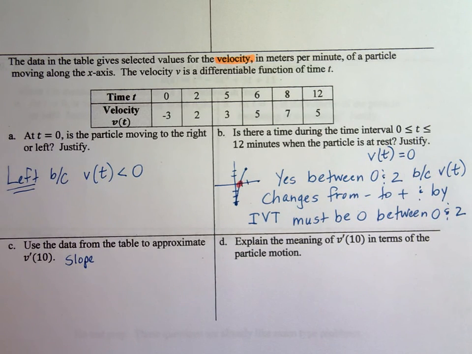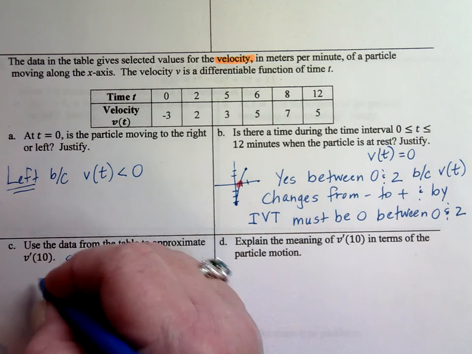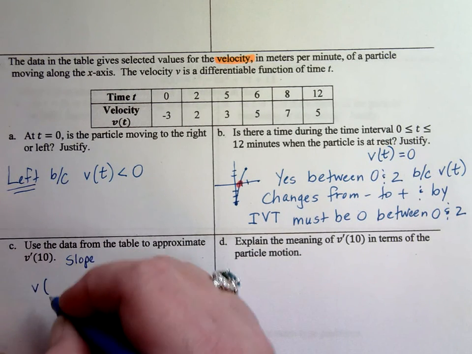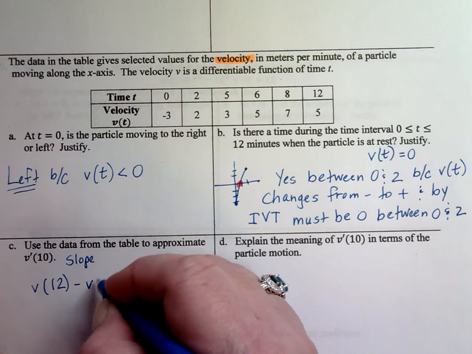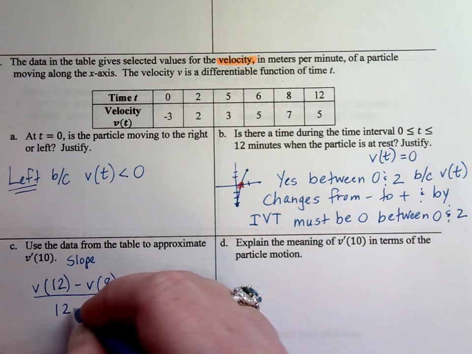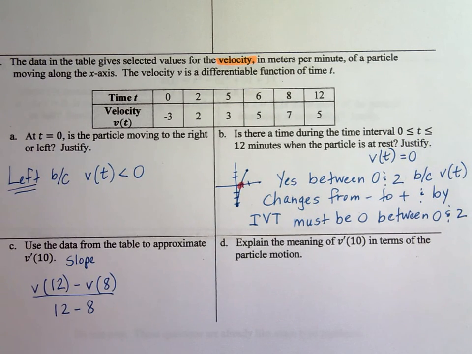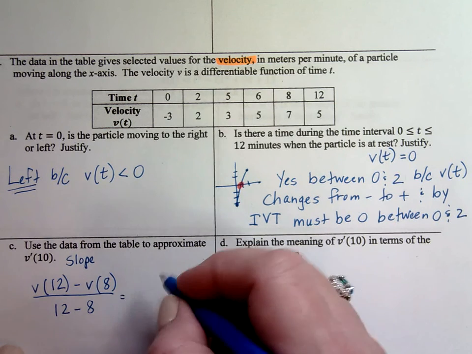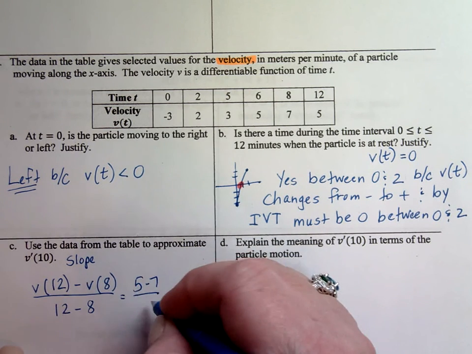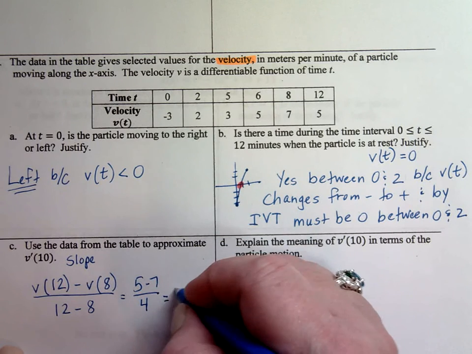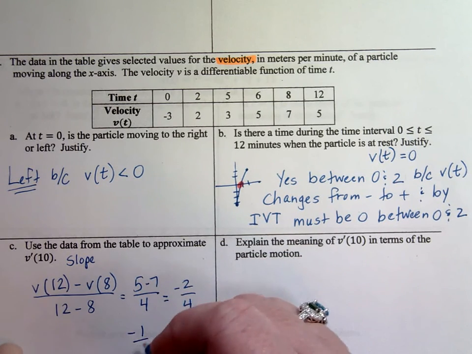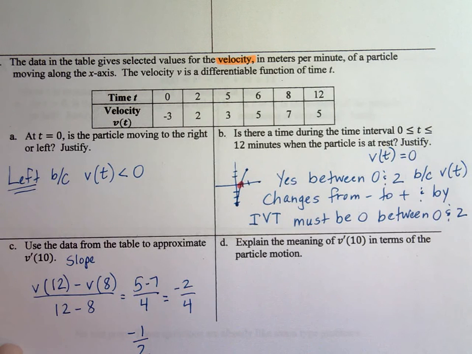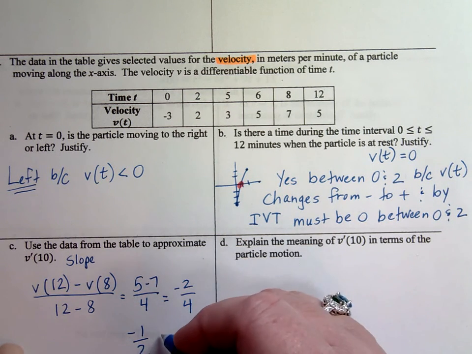So I'm going to go a little to the right and a little to the left of 10. So I want to know what v of 12 is minus v of 8 over 12 minus 8. Because they're the values I have that are close to 10. So I go to the chart, 5 minus 7, 12 minus 8 is 4. I get negative 2 over 4, and that gives me a value of negative 1/2. I guess I could put units to that, right? These are in meters per minute, so this is now taking the derivative of that. This would be in meters per minute squared.